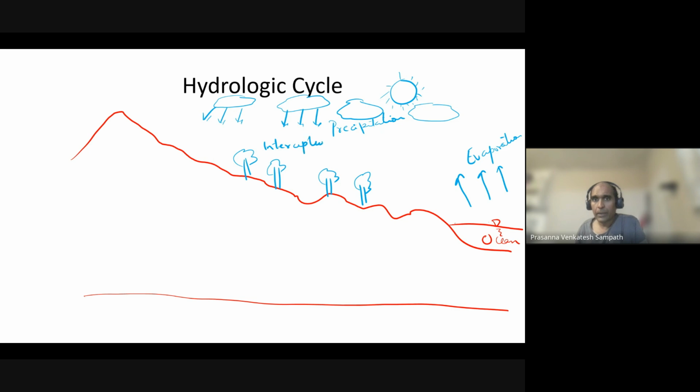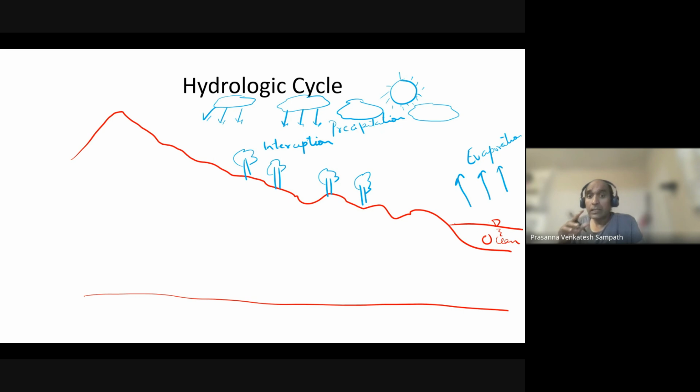Interception. Okay. Now, I'm pretty certain that you've not heard this term in this context in the hydrological cycle. When you talk about the hydrological cycle, you'll talk about evaporation, condensation, precipitation, infiltration, and so on and so forth. But this terminology, you're probably hearing for the first time in the context of the hydrological cycle. Okay, so that's interception.